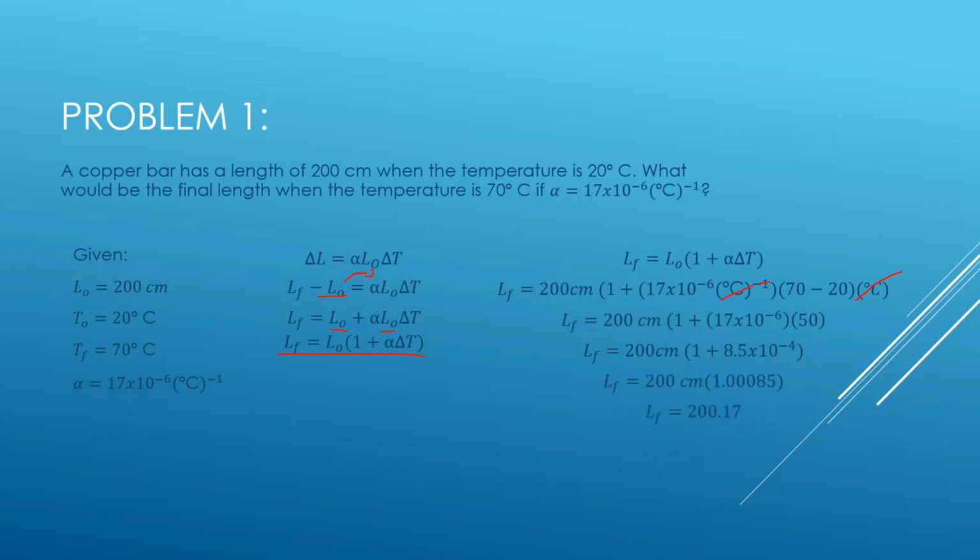So if you add 1 plus 8.5 times 10 raised to negative 4, it will equal 1.00085. If you multiply 200 times 1.00085 in the calculator, it is equal to 200.17. So that is your final length. Okay.